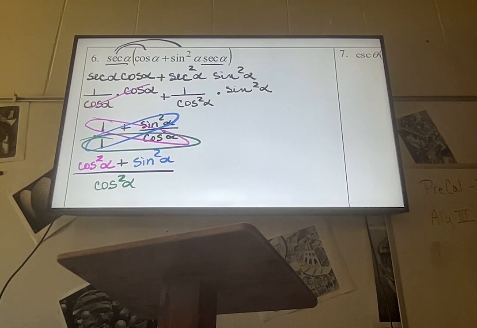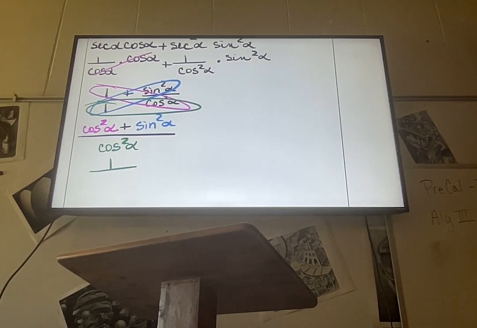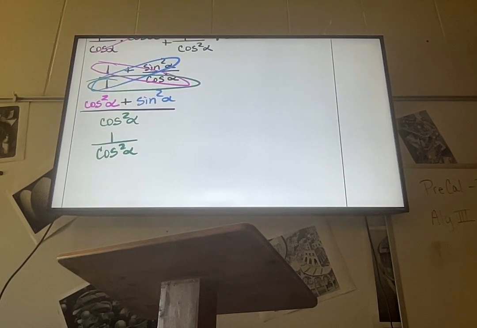They're brighter. Cosine squared plus sine squared is? Or sine squared plus cosine squared? 1. Thank you. I was worried. And 1 over cosine? Secant. So since it's squared, this is secant squared. So there it is, simplified.